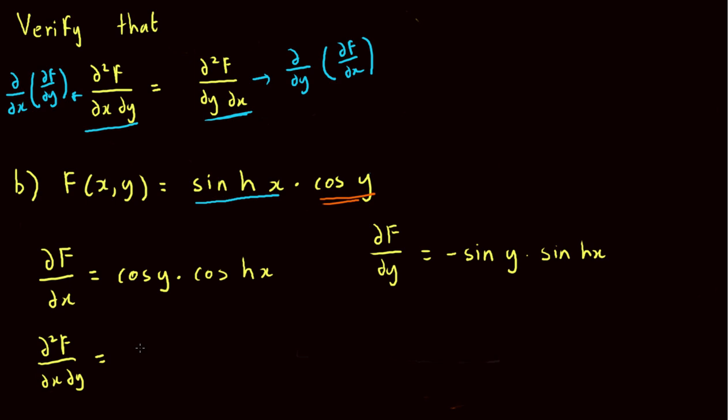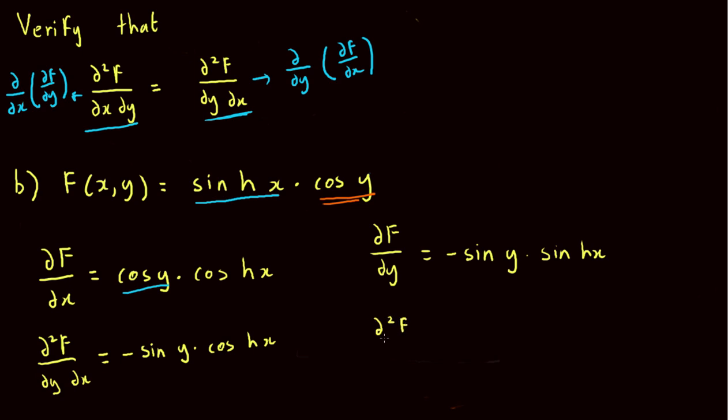Sorry, I think I mixed it up. It's supposed to be del y over del x. So we only want to differentiate y. Let me highlight this in blue. I only want to care about this one. So this will become negative sine y cosine hx.